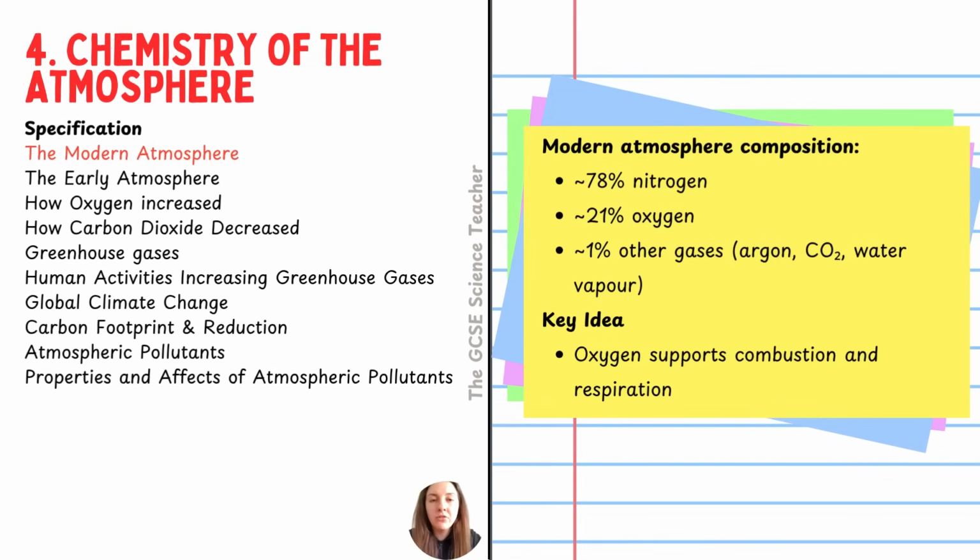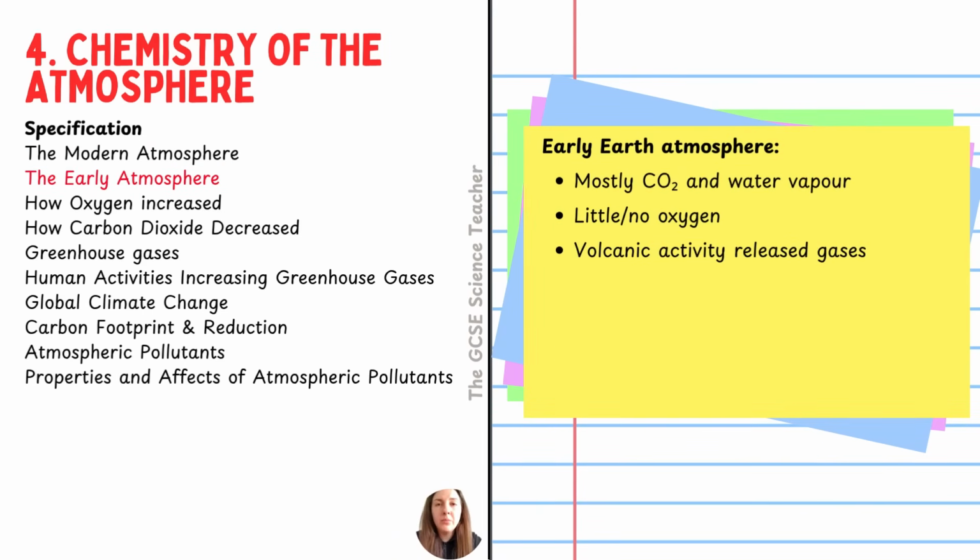The atmosphere is made up of mainly nitrogen, which is 78% in abundance. 21% is oxygen, and roughly 1% is other gases like argon, carbon dioxide, and water vapor. The key idea here is that oxygen supports the combustion of fuels and also respiration. But remember that oxygen in the early atmosphere wasn't actually very prevalent. We're going to talk about this now.